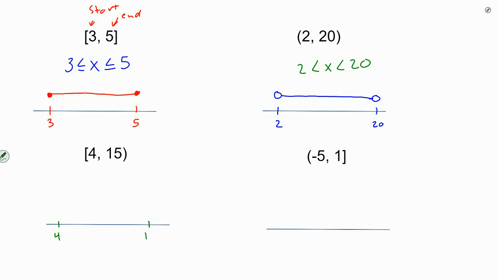Okay, so for this one, I'm going to do my rough graph. So I have a closed circle at 4, I have an open circle at 15, and I am connecting. So this tells me x is going to be greater than or equal to 4, it's going to be bigger than 4, but at the same time, it's smaller than 15. So I'm looking at x is between 4 and 15, and the 4 is included. And that's it. Okay, pause the video, try the next one.